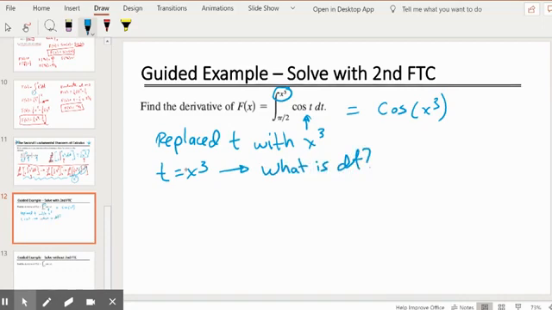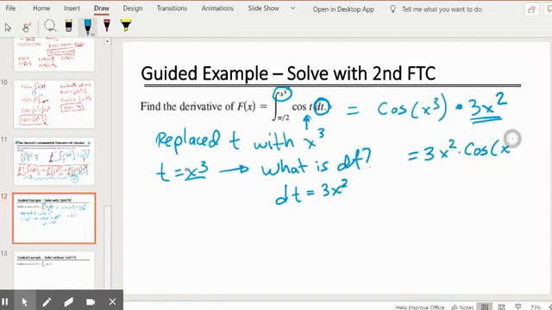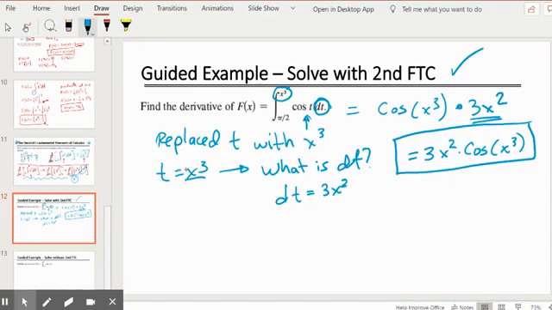dt is the derivative of t. So what's the derivative of x cubed? 3x squared. That means that this dt should be replaced with 3x squared. And it's just customary to write the 3x squared in front of the trig function. So we just solved this using the second fundamental theorem of calculus, and this is the answer we got. We did a swap out of variables, but then we noticed that the swap out was not a simple x, it was something more complicated where the derivative was 3x squared.